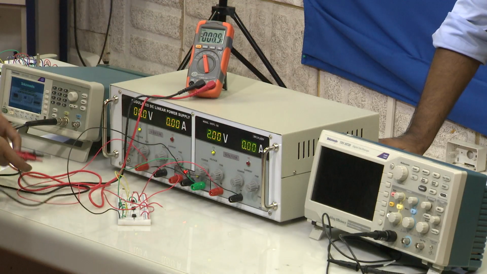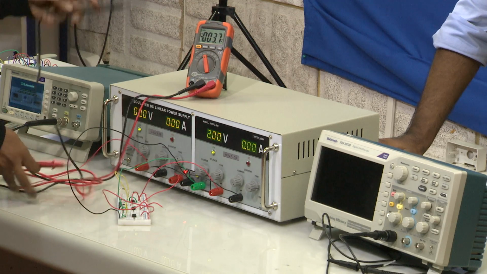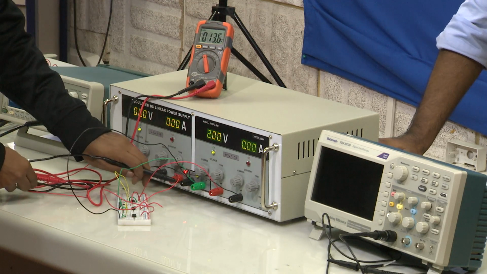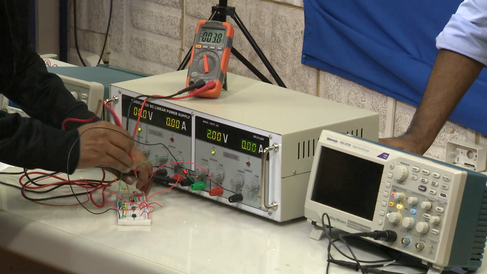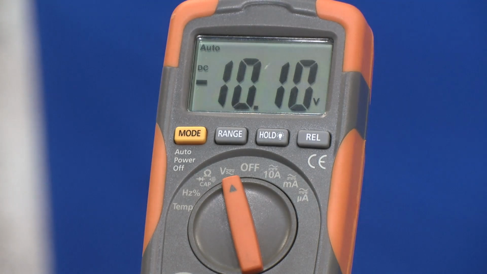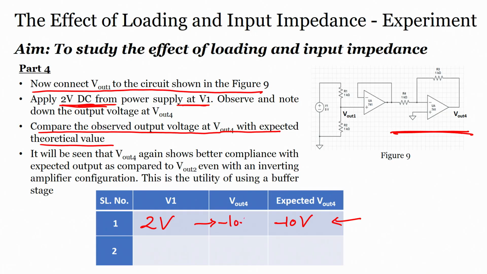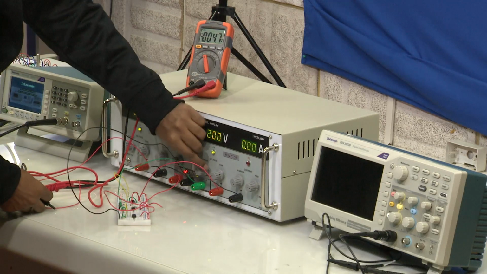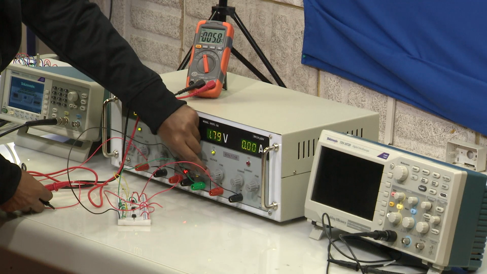We have applied 2 volts, and the output of the inverting amplifier is minus 10.10 volts. Let us write down the output: minus 10.10 volts. Now let us apply 1 volt across the potential divider. Here we are applying 1 volt.